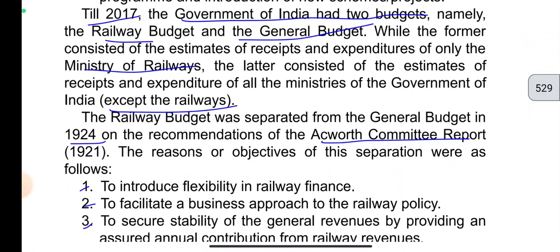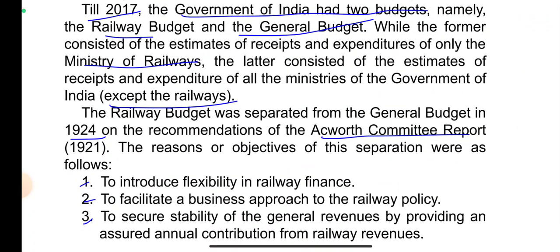Till 2017, the Government of India had two budgets, namely the railway budget and the general budget. While the former consisted of the estimates of receipts and expenditures of only the Ministry of Railways, the latter consisted of the estimates of receipts and expenditure of all the ministries of the Government of India except the railways. The railway budget was separated from the general budget in 1924 on the recommendations of the Ackworth Committee Report 1921.